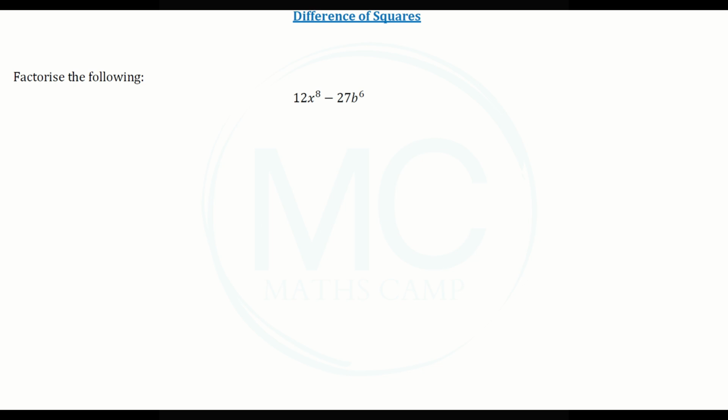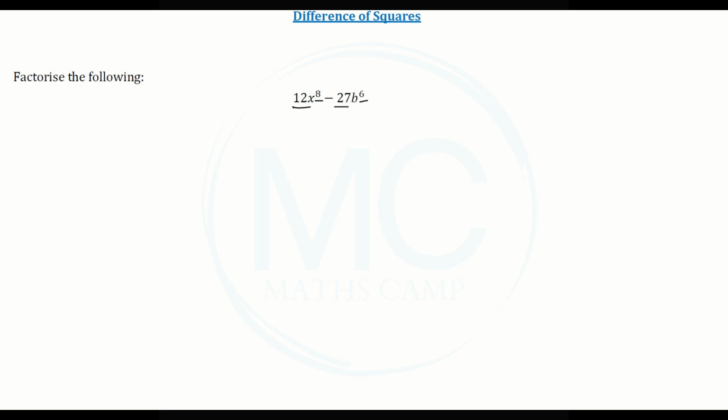12x to the power of 8 minus 27b to the power of 6. Now, here we have an exponent of 8 and an exponent of 6. Both of these values are multiples of 2, so they're both squares. We have 12 and 27. These are not square values, so before we can factorize, we need to take out a common factor.